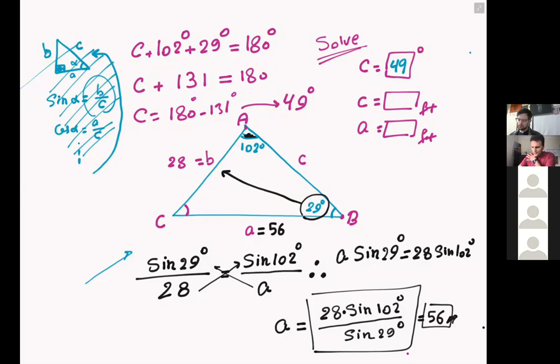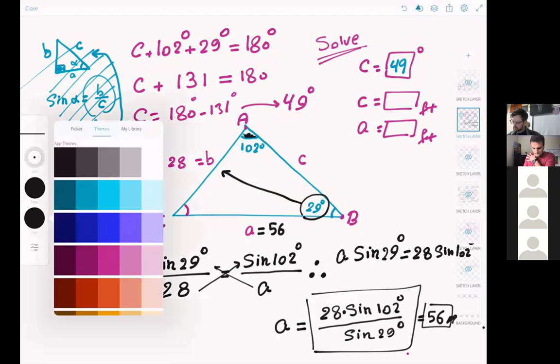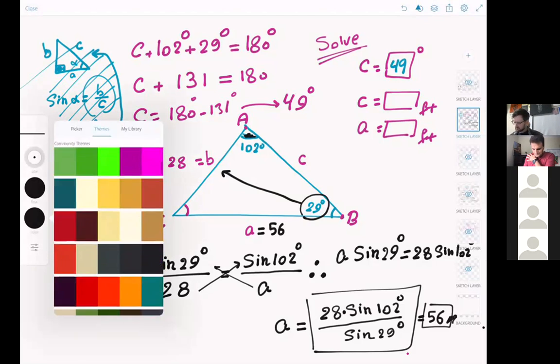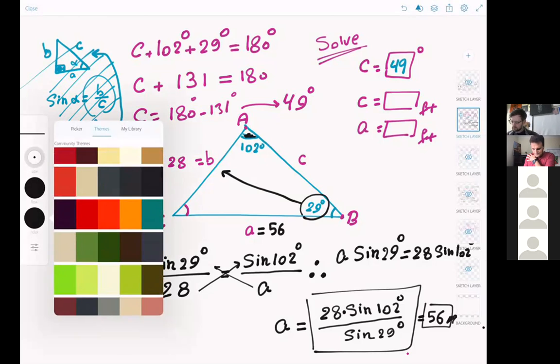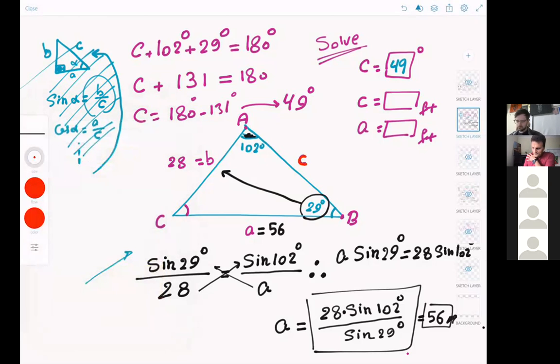Edison, now how do you solve for C? How do you solve for C now? Use the same method. Excellent. Very good, Edison. I wish I would have asked you earlier. I mean, you are following me. Very good. So we use the same method as he said. That means we're going to use law of sine. Now I'm going to pick another equation.